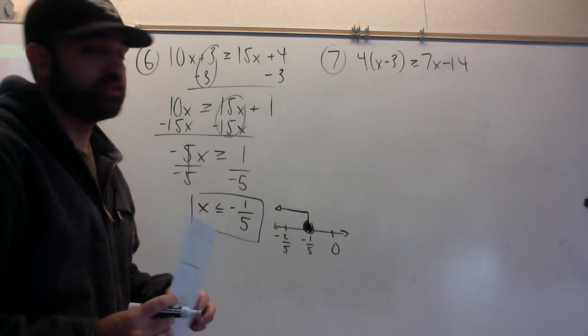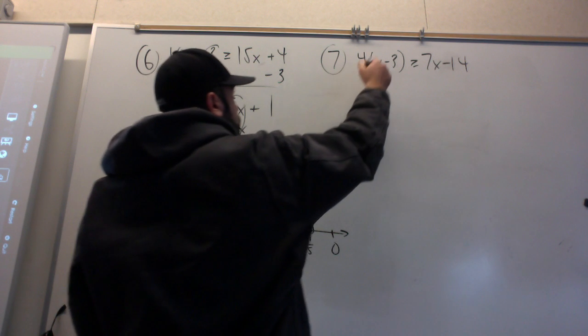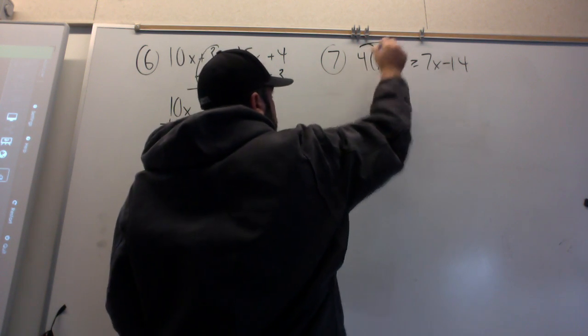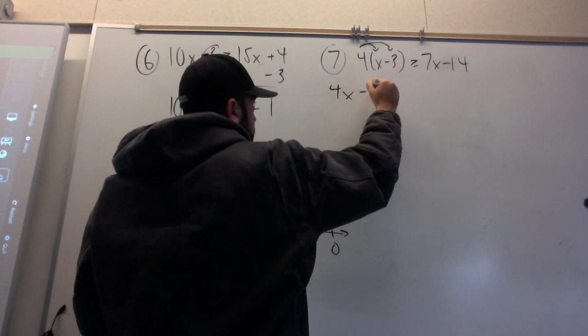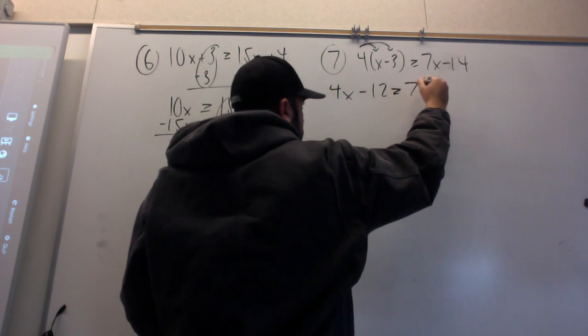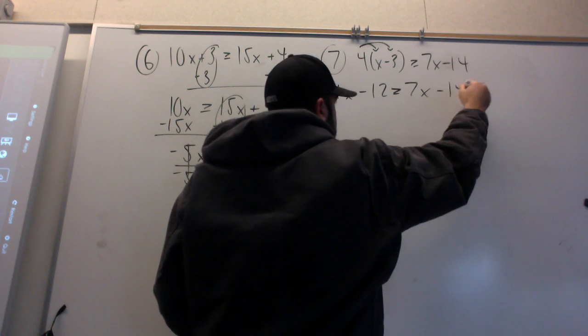For number 7, the first step is to distribute. Distribute this 4. There. So you get 4 times x is 4x. 4 times negative 3 is negative 12, greater than or equal to 7x minus 14.